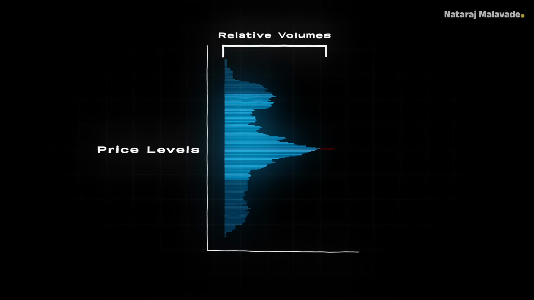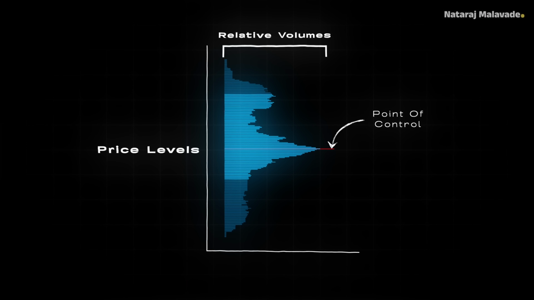And in this, there are a few key elements or components that we must be aware of. First one, point of control. Basically, this is the price level where the highest volume of trading occurred during that particular session. So it's a focal point as it shows the most interest or most trading activity happened for any specific session.